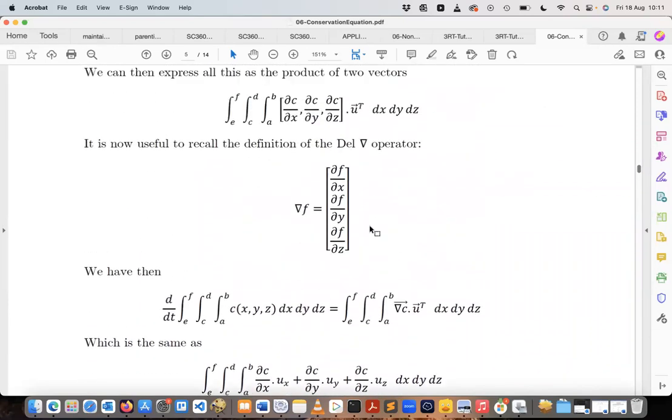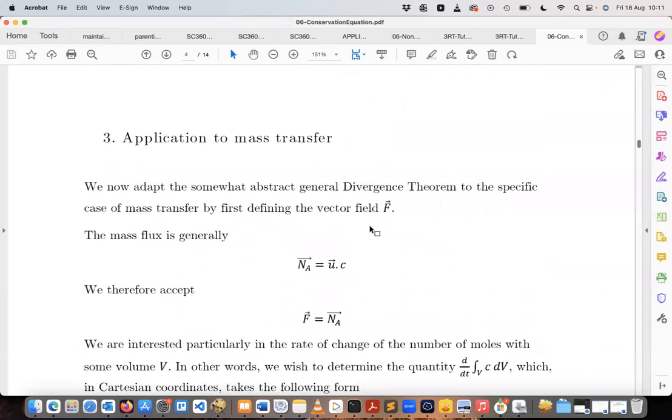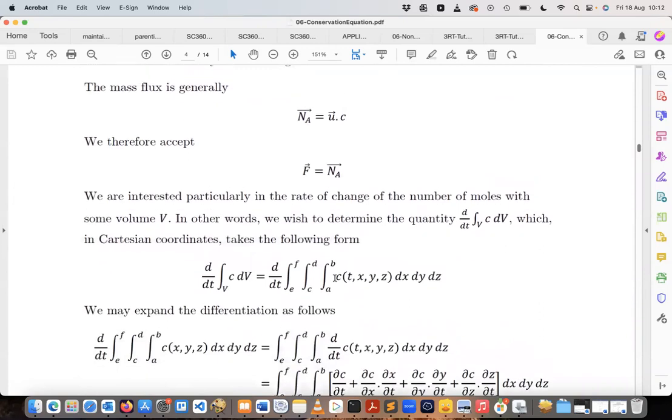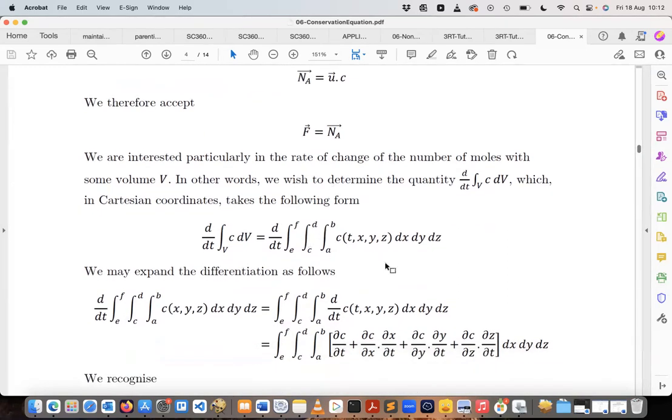But anyway, let's look at now applying this in our material balance case. So of course, in mass transfer, we are interested in a flux. If we are looking at just the convection flux, we have a velocity and a concentration. If we want to include diffusion, then we add diffusion terms and so on. But for now, let's just talk about convection. So if we take the abstract F that we were talking about earlier to be our molar flux, then we can write the same equation.